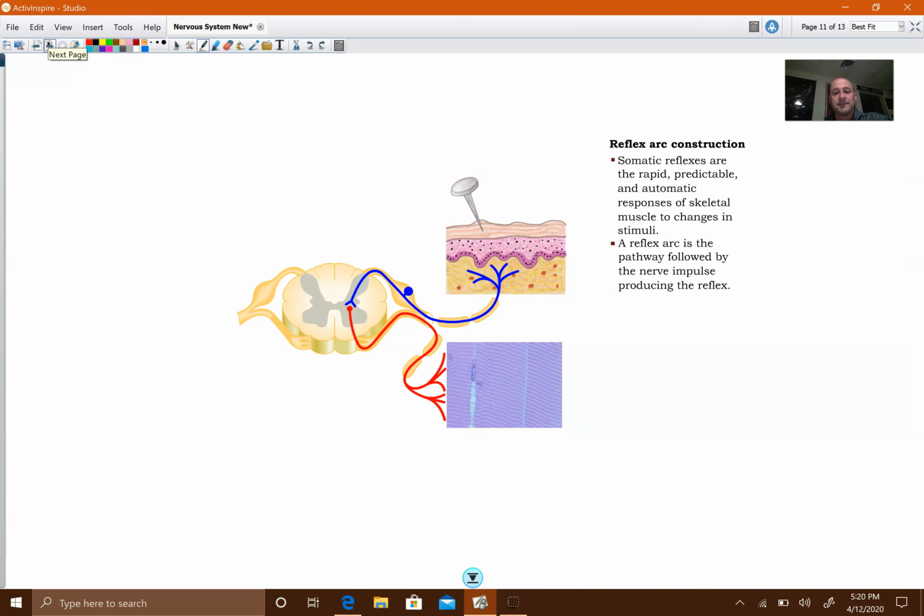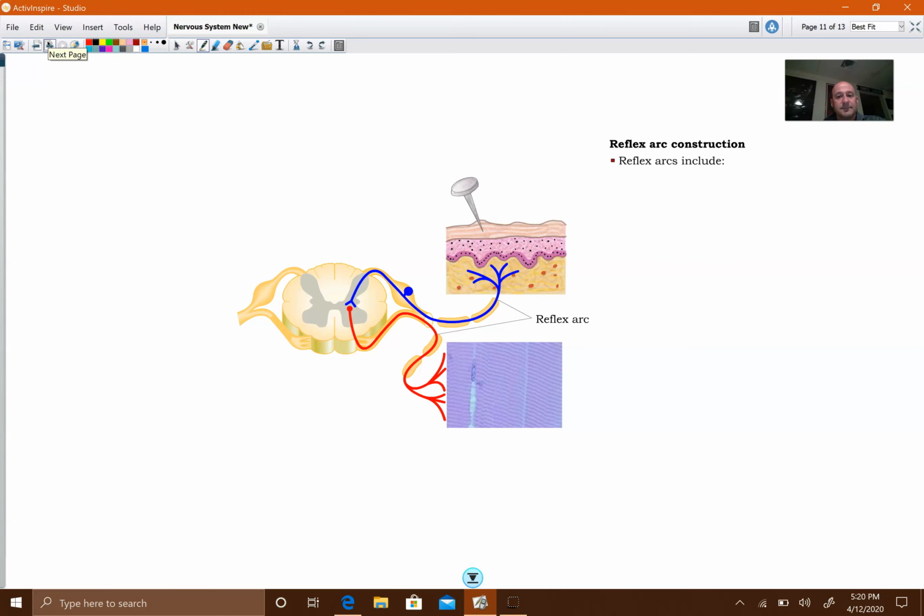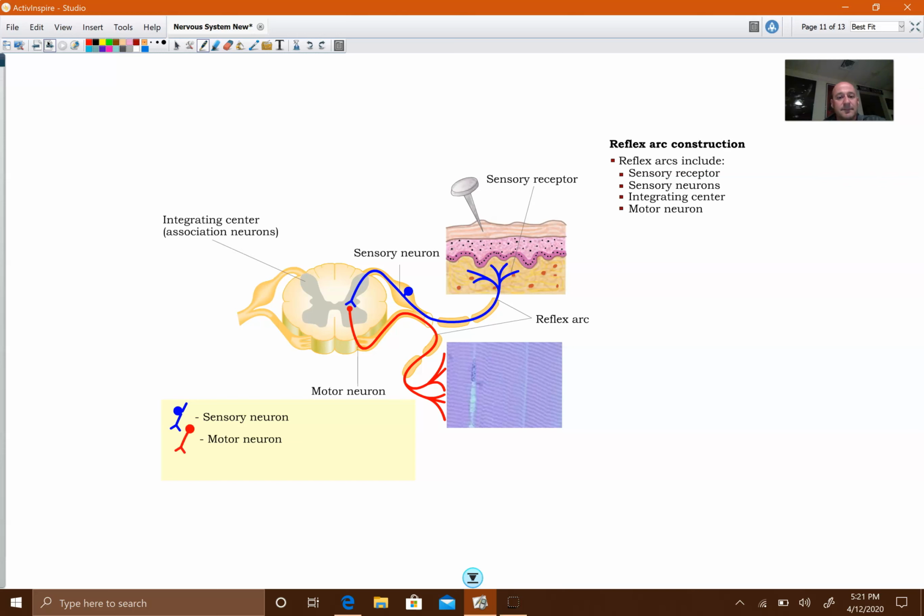Somatic reflexes are the rapid, predictable, and automatic responses of skeletal muscle to changes in stimuli. All reflex arcs include 5 functional components: sensory receptor, sensory neuron, integrating center, motor neuron, and effector. Other characteristics, or combination of characteristics, differentiate types of reflex arcs from one another. The simplest of reflex arcs have a single synapse between the sensory neuron and motor neuron. These reflex arcs are referred to as monosynaptic.